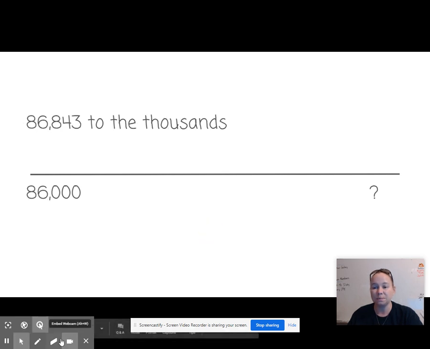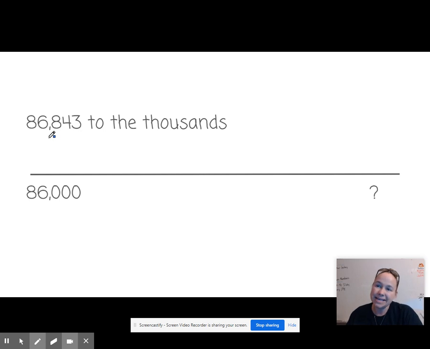Let's look at another one. How about 86,843 to the nearest thousands? Okay, so first let's identify which place or which digit is in the thousands place. So ones, tens, hundreds, 1,000. That's 6 is what we're looking at. All right. So notice that I put everything that's over on this side of it. I put it right here, 86. And all the rest are zeros, 86,000.